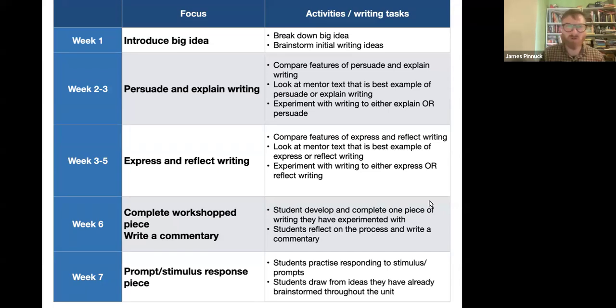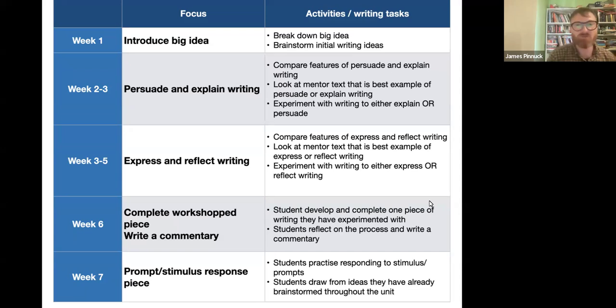That's because these two types of writing overlap a lot, and persuade writing is a type of writing that students are deeply familiar with. So you begin with a type of writing that students are familiar with, and you point out how it's similar in many ways to explain writing, but also there are some key differences. So over 1 to 2 weeks, you look at these two types of writing, you compare features, so you look at some mentor texts, which are examples of these, and you get students to experiment with writing either an explain piece or a persuade piece.